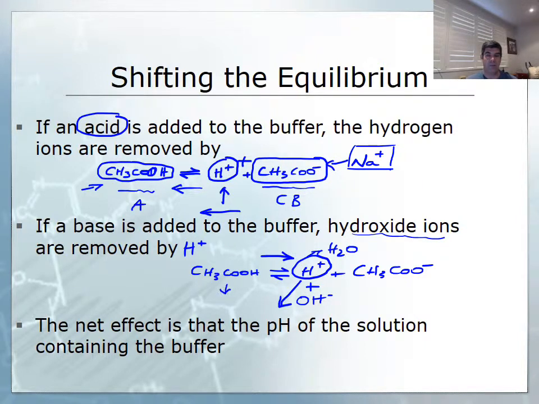So we'll have a drop in our concentration of acetic acid molecules and an increase in the concentration of the acetate ions. The net effect of either of these changes is that the pH of the solution contained in the buffer remains reasonably constant, and should fluctuate within a small range. As I say, if a very strong acid solution is being added, then it's a very large number of H plus ions, and that will make it very difficult for the buffer to resist those changes. But as long as the changes are small, the buffering system works very well.